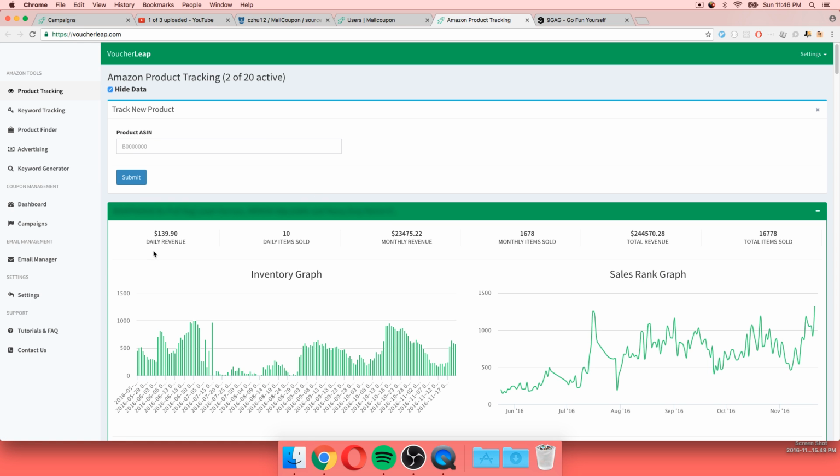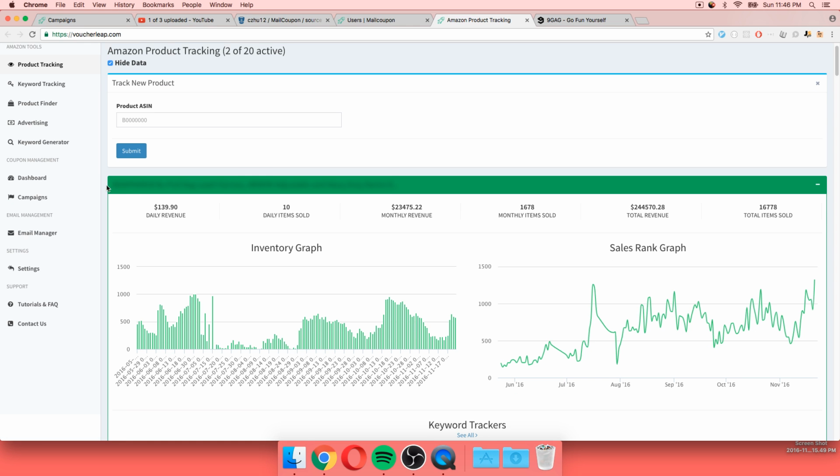So you can see that for this product, this is the ASIN of the product, and over here is the title. You can see that daily revenue so far has been $139, with 10 items sold so far today. Total monthly revenue has been 23,000, and we've seen this many items sold. This is the total revenue since we've tracked them. So this product's doing really well. They've sold 244,000 since this tracker has started, and about 16,000 items.